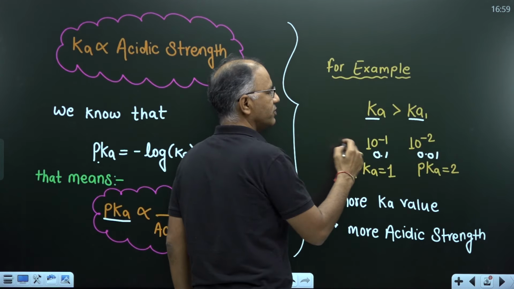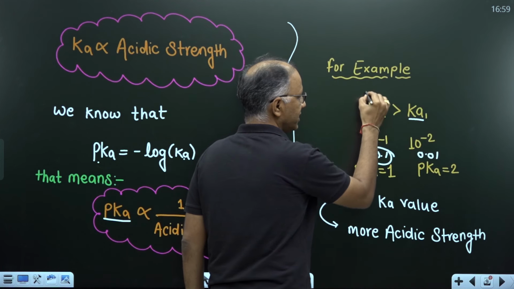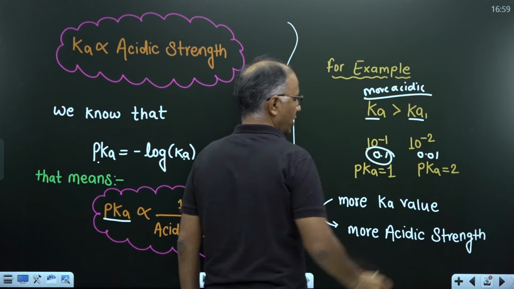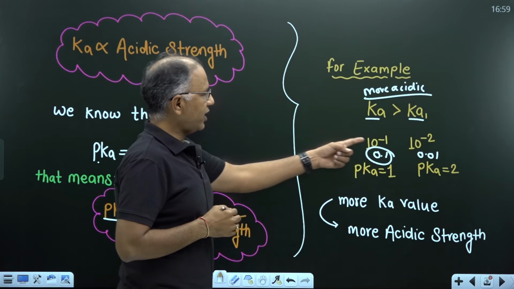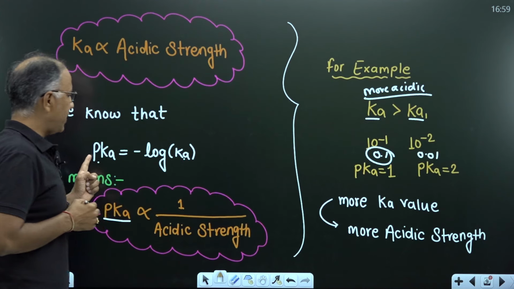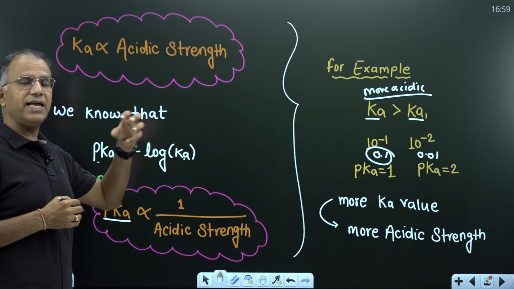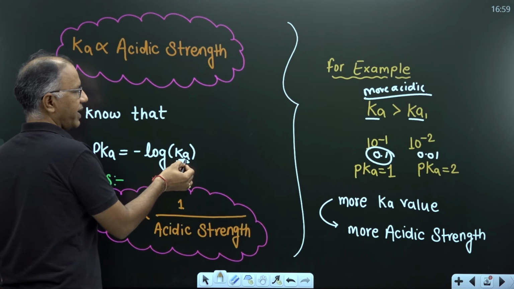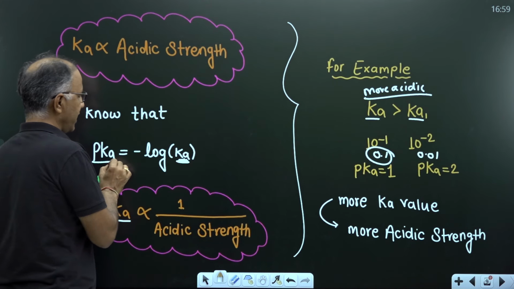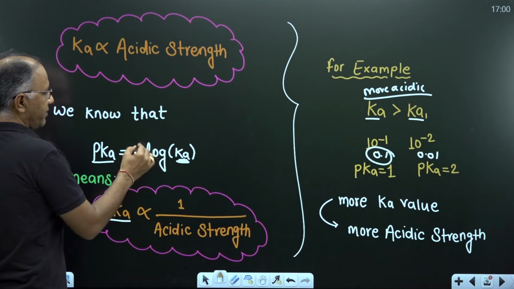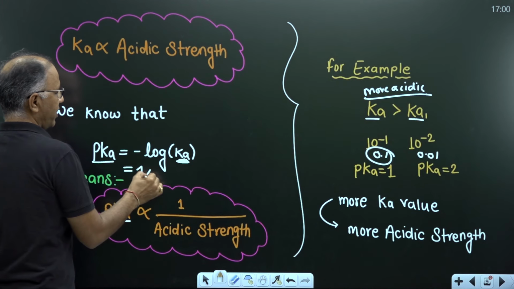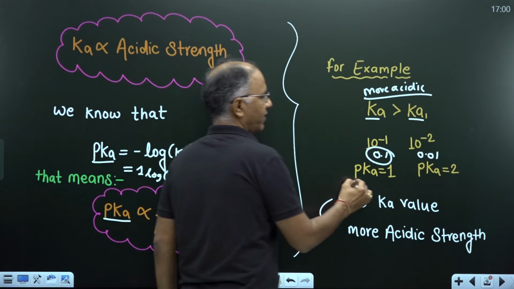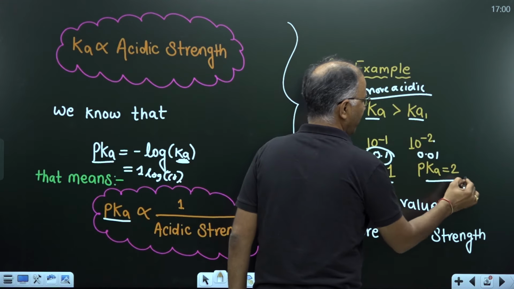Now, more Ka value means more acidic. This means this one is more acidic because it has more Ka value. Now, what about the pKa? In order to calculate pKa, it is a negative log of Ka, just like pH is negative log of H plus. If I place 10 raised to power minus 1 here, I will get pKa as 1, because minus minus plus gives log 10, and log 10 is 1. This means pKa value will be 1. If 10 raised to power minus 2, pKa value will be 2.